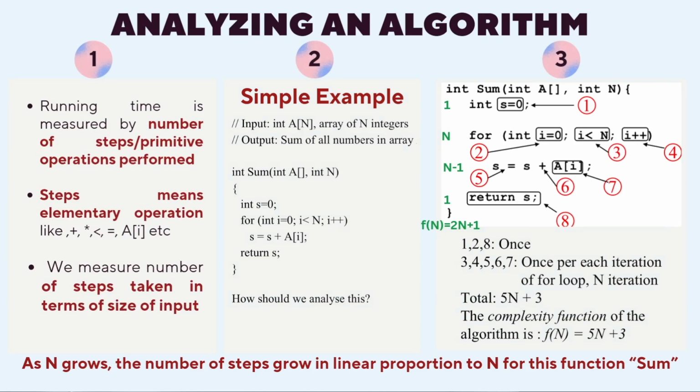In this slide, I have given you a simple algorithm. I have given you an example of how to do an algorithm analysis. So, as we know before, the running time is a measure of number of steps or number of primitive operations performed. By primitive operations, we mean it could be any of the elementary operations like addition, subtraction, multiplication, comparison or assignment. All these fall under basic or elementary operations. So, we will be measuring the number of steps or the number of primitive operations given an algorithm.